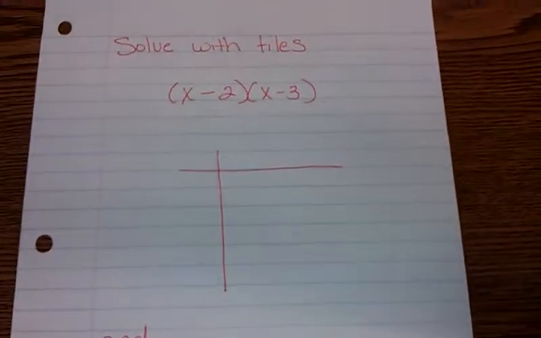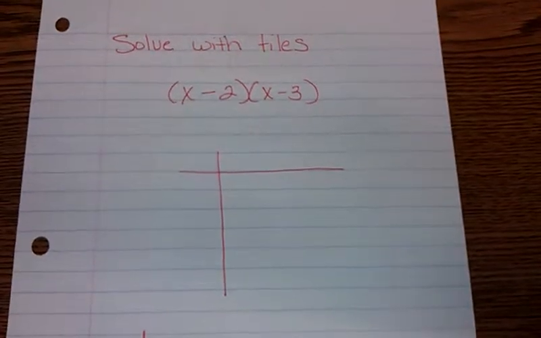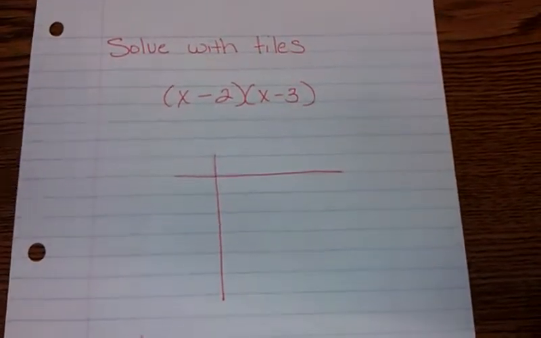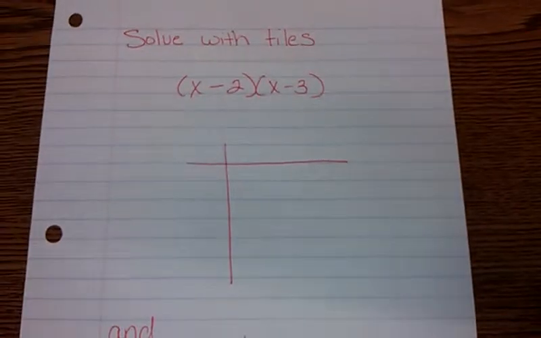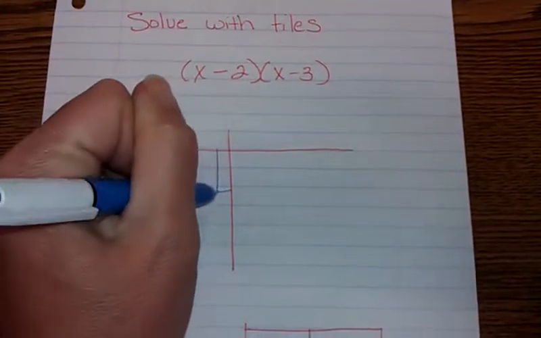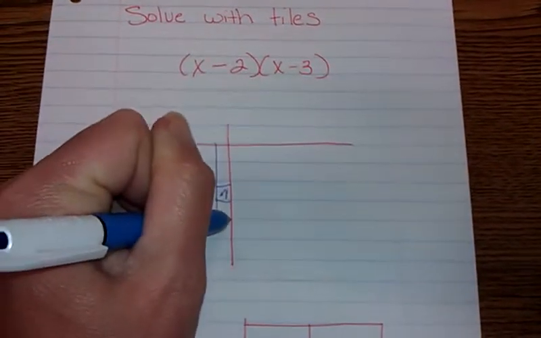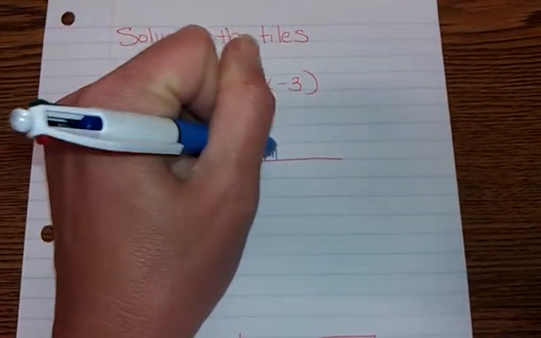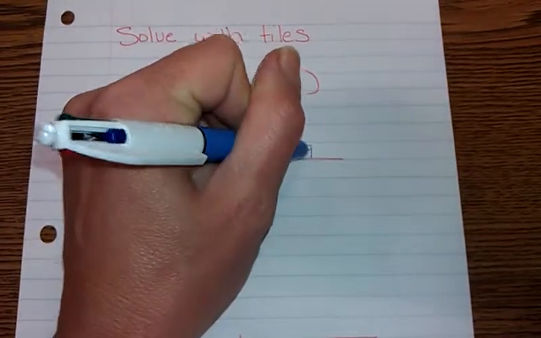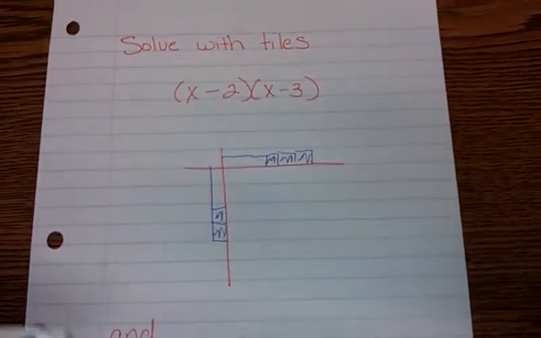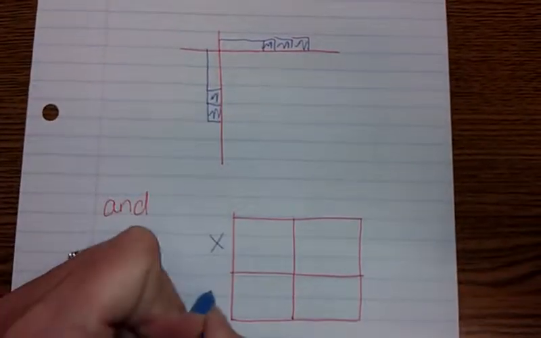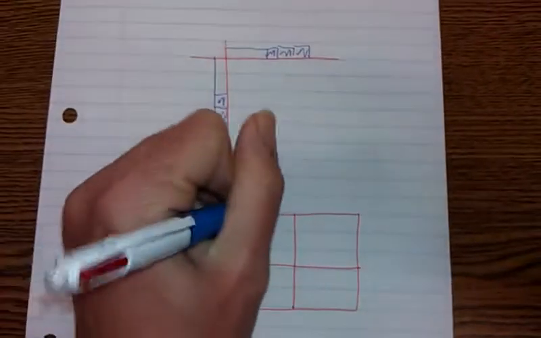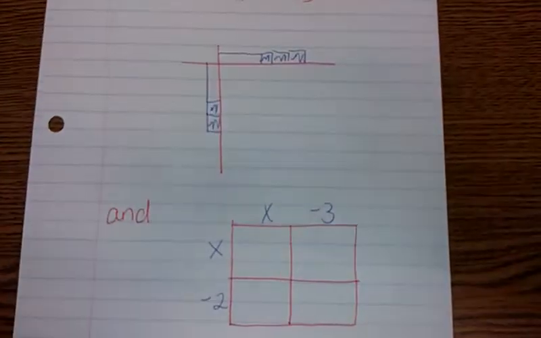The next one, let's do both of them. Pause your video and solve this one by tiles and then do the box. I have x minus 2 and x minus 3. I'm going to continue. Well, actually, let's go down here and put it in the box as well. X minus 2 and x minus 3.